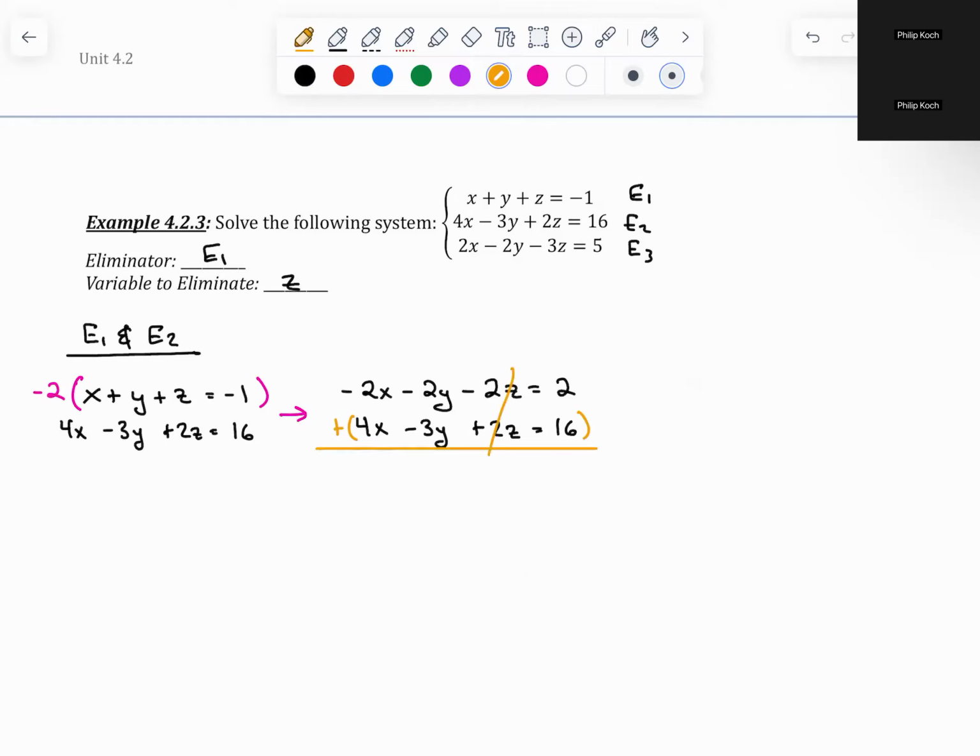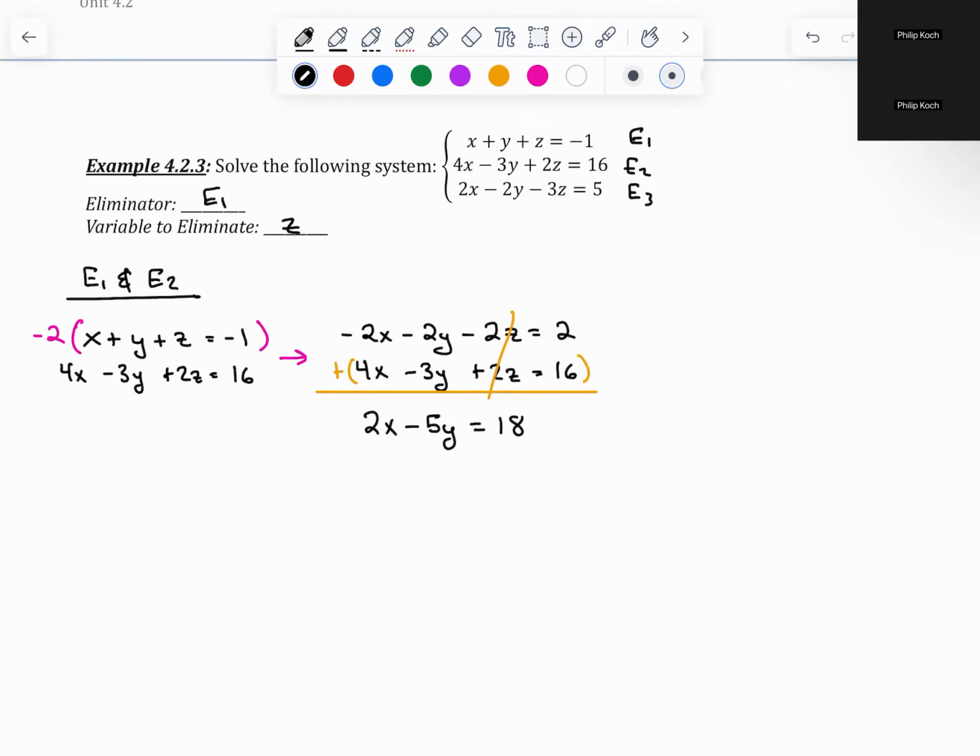The two z's cancel. We get 2x minus 5y is equal to 18. Right? 2x minus 5y, because negative 2y plus negative 3y, yeah. 2 plus 16 is 18. Cool. All right. And the next one, we got to do E1 and E3. So x plus y plus z equals -1. And E3 is 2x minus 2y minus 3z is equal to 5.